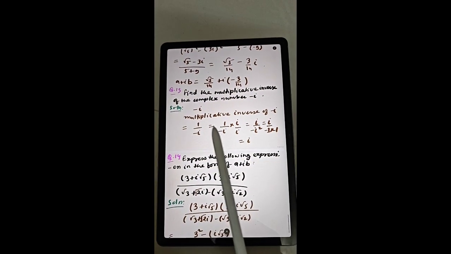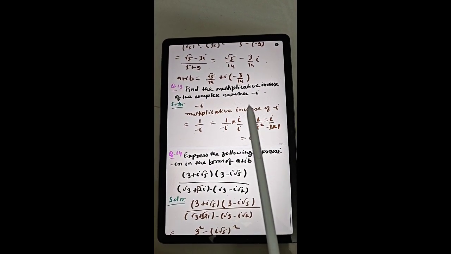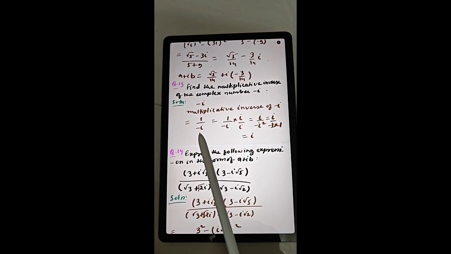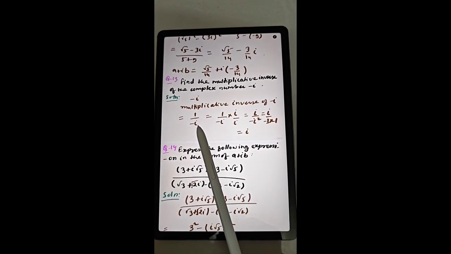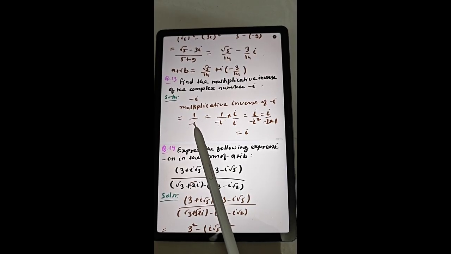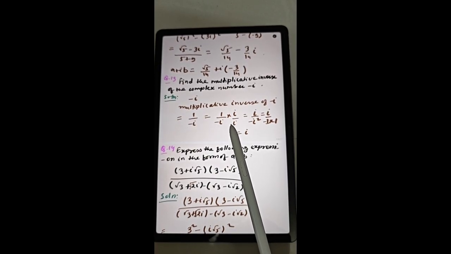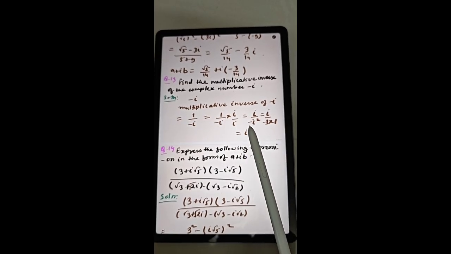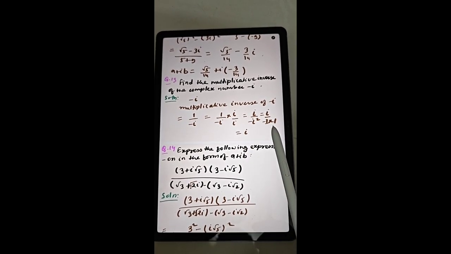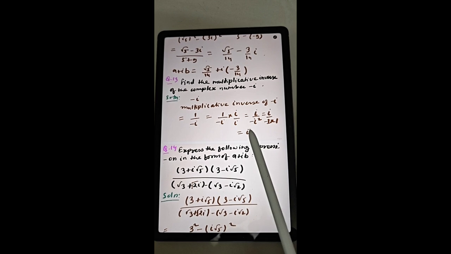Question number 3. Multiplicative inverse of minus iota. Again minus iota means 1 by minus i. Now we will again make it real so that we can multiply by its conjugate. So minus iota is there, so we will multiply by iota. Iota. So this is minus i square. So minus into minus 1. So plus 1. This is i. So i.